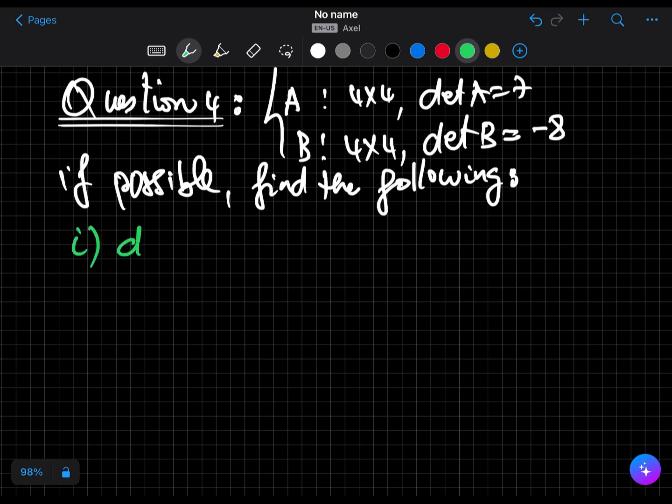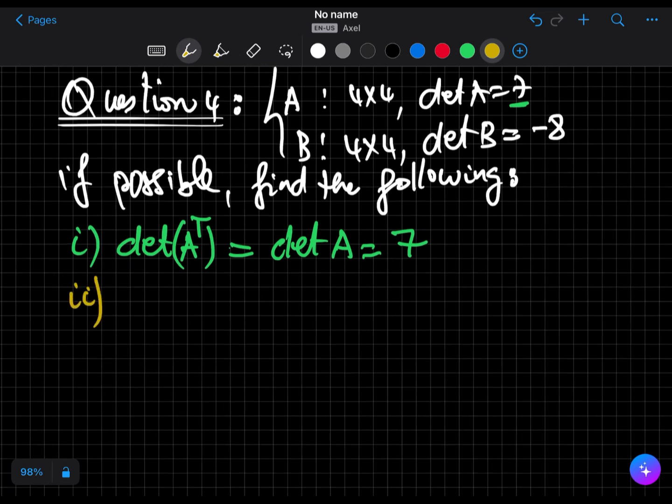If possible, find the determinant of A transpose. So what is the determinant of the transpose of the matrix? We saw in the determinant properties that the determinant of the transpose of A is also equal to the determinant of A. So this will simply give me 7, because the determinant of A is 7.